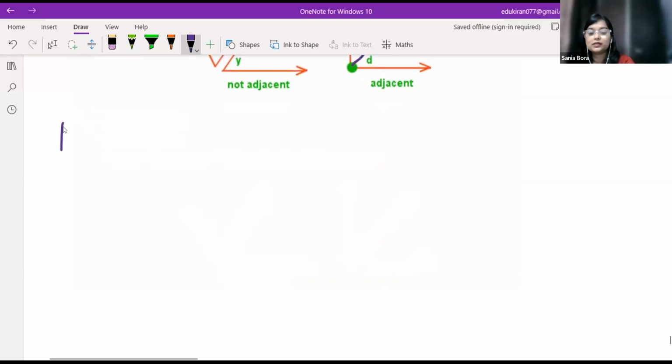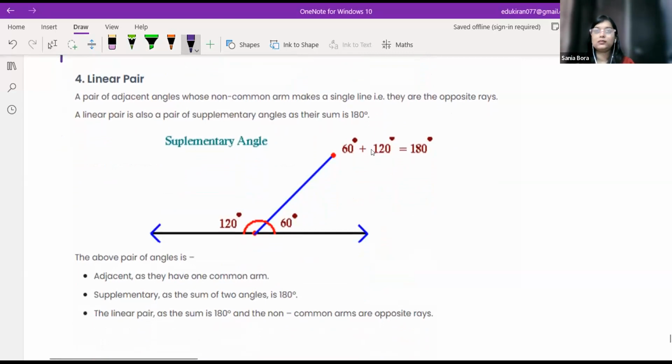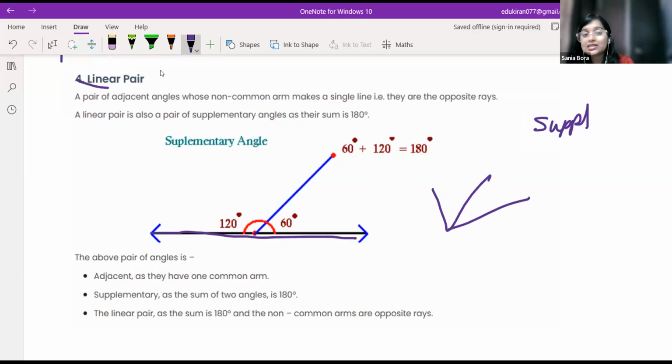Now let's understand the next one. That's very important, and sometimes it creates confusion. What I told you: when the sum of two angles is 180 degrees, that is called supplementary angles. Those angles can be like this anyway; it's not compulsory that they are on a straight line. But when the angles are made on a straight line and the sum is 180 degrees, they are known as a linear pair. A linear pair is of course a part of supplementary angles, but if they are on a straight line, then it's a linear pair. So a pair of adjacent angles whose non-common arms make a single line. These non-common arms are making a single line.